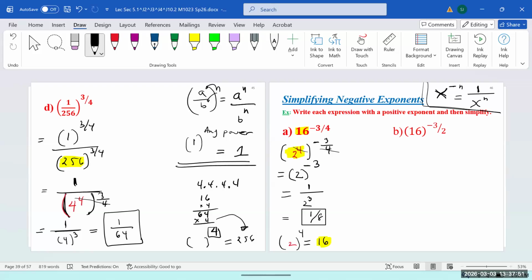So anytime you see a negative, remember your answer has to be a fraction. If you don't have a fraction, something is wrong, at least in this class. Negative means the final answer has to be a fraction. Try the next one. Exact same question, but something is different.